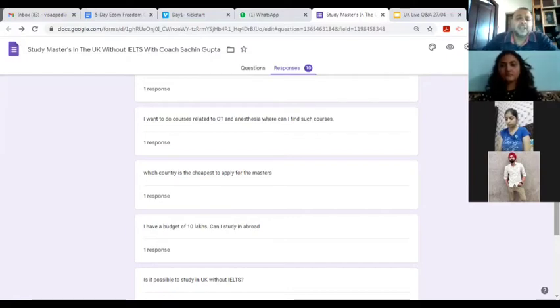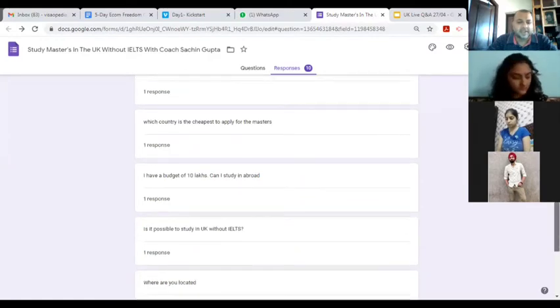In Australia, the master's fees varies. It starts from somewhere around 12 lakh rupees and goes up to again 20-25 lakh rupees. So it totally depends. I think the cheapest could be Canada. There we can look at an option where probably the tuition fees to study masters is lowest in Canada.